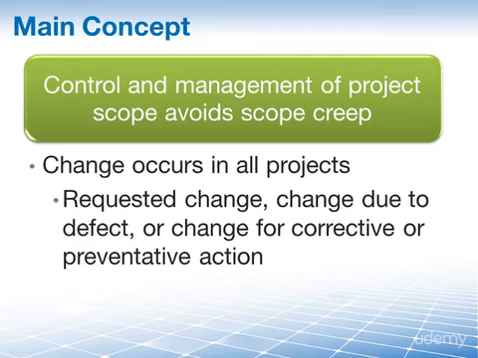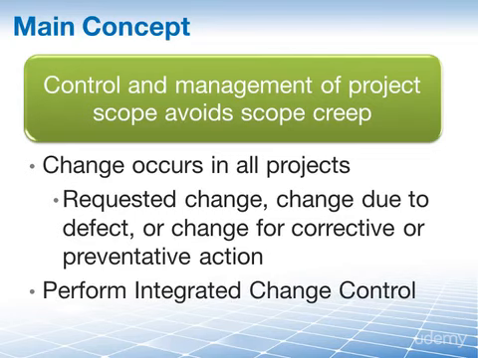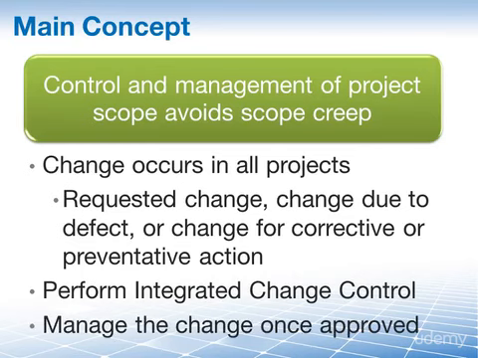Scope creep can be avoided by requiring that all changes go through the Perform Integrated Change Control process. That ensures that all changes are made to the appropriate project documents, are accepted, approved, and then only implemented. The control scope process is used to manage and oversee those changes that are approved on the project.